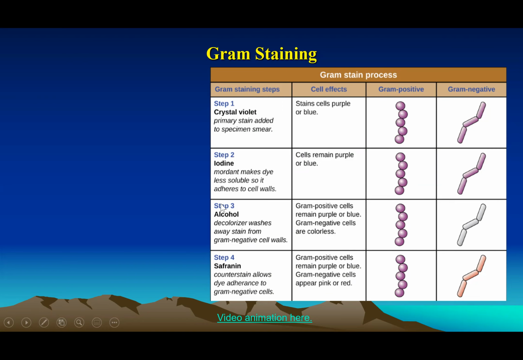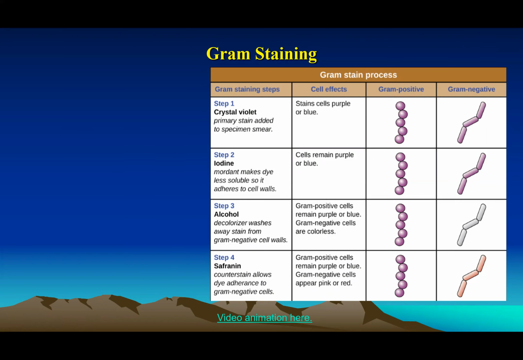And then when you decolorize it with alcohol, gram-positive will retain the stain and gram-negative will lose the stain. And now you have to do a counterstain in step 4 with safranin, which will stain the gram-negative this pink-red color.